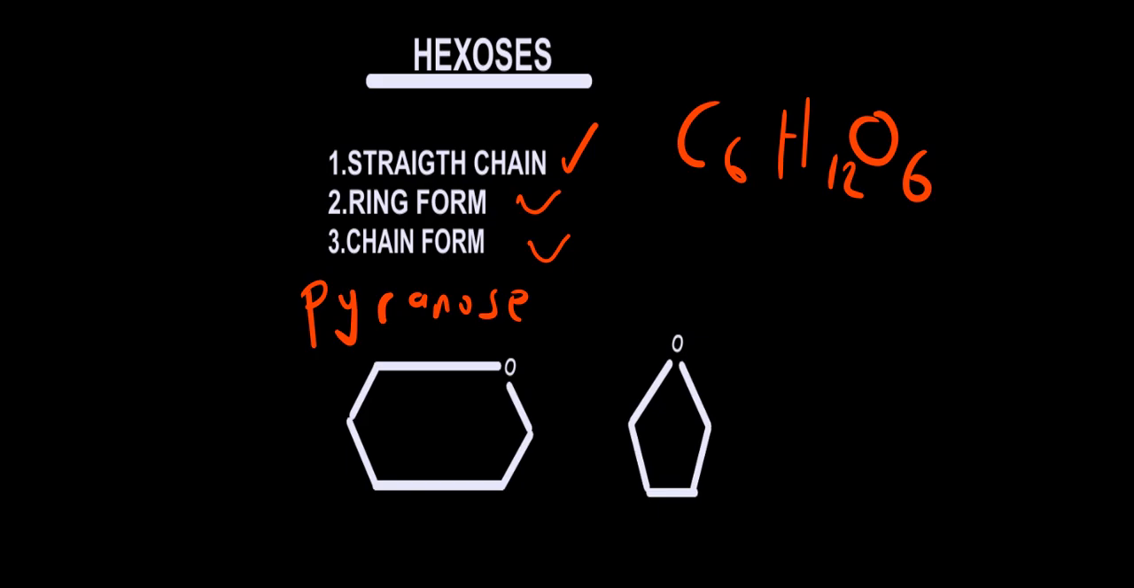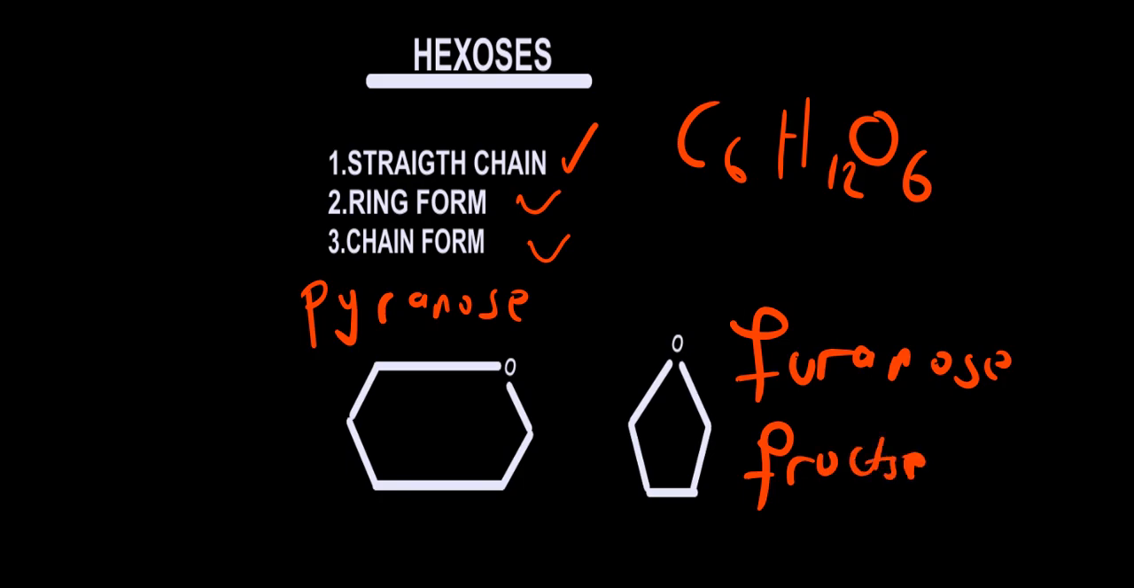Now a pyranose, in this case, is the stable form that glucose will be in, and it will have 6 sides like that. Then on the other hand, there's what we call a furanose ring. Now a furanose ring will be very stable for a molecule like fructose. This is a pentagon structure. It will be very stable for fructose.